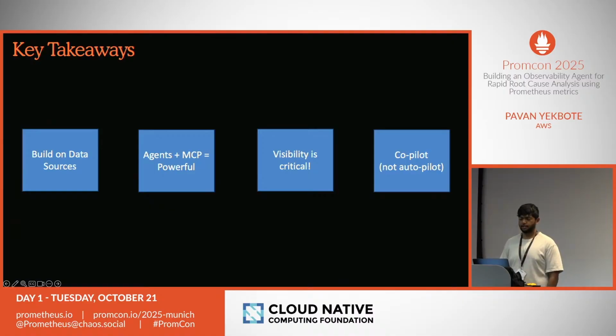So some key takeaways from today: first thing is build on top of data sources, right? Agents and MCP are very powerful, right? Visibility is critical because you need to know what has happened in order for you to believe what the agent or the LLM is telling you, right? And fourth thing is the LLMs are not strong enough today where they can do everything on their own. Think of them more like your co-pilots and not your autopilots, right?